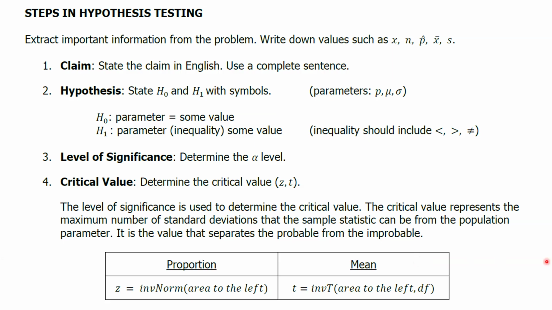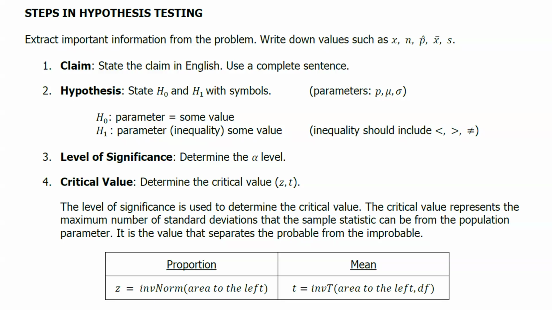All right, so our steps for hypothesis testing. So now let's put it all together. So here are the step-by-step procedures for conducting hypothesis tests. Okay, so in this 9-step process, we want to extract important information from the problem. So we first want to write down all the values that are given to us, like x, n, p hat, x bar, and s.